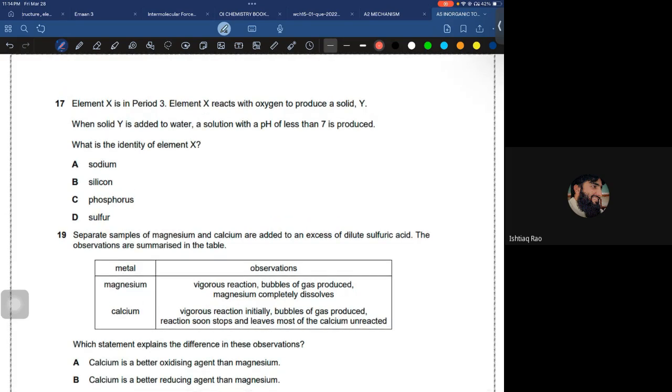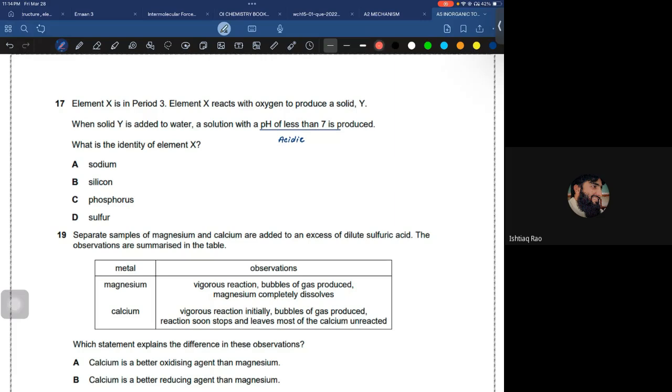Question 17 says element X in period 3 reacts with hydrogen to produce a solid Y. When solid Y is added to water, a solution with a pH of less than 7 is produced. It means that less than 7 is acidic pH. What is the identity of element X?